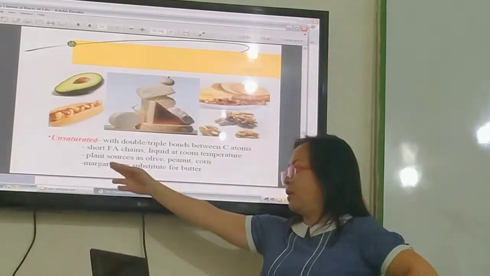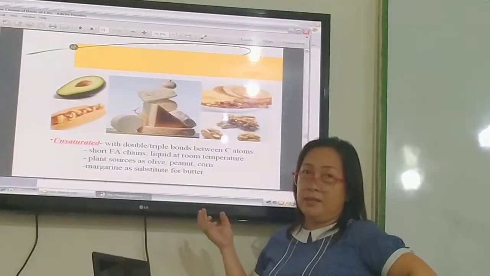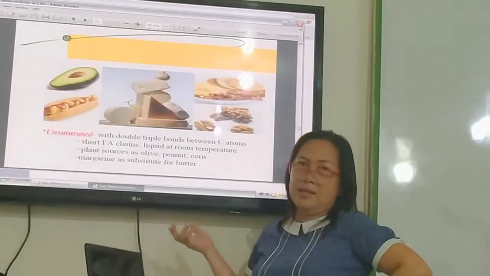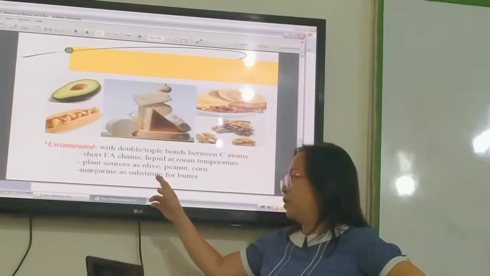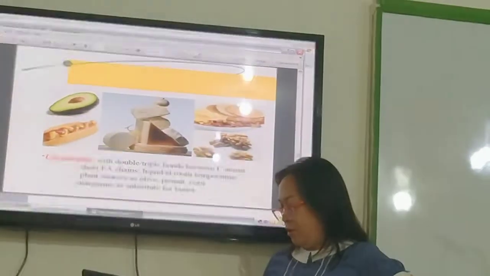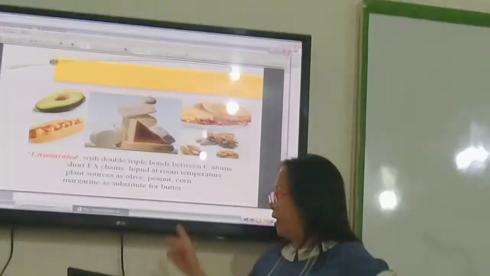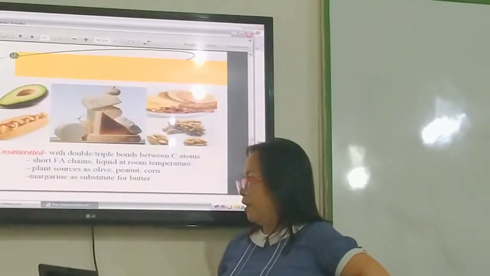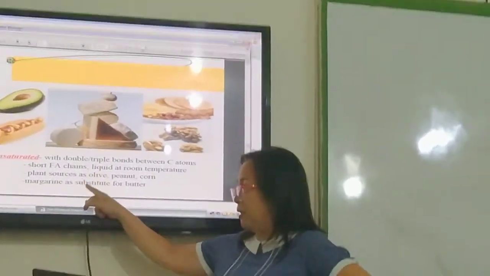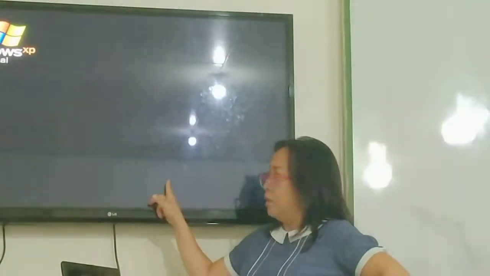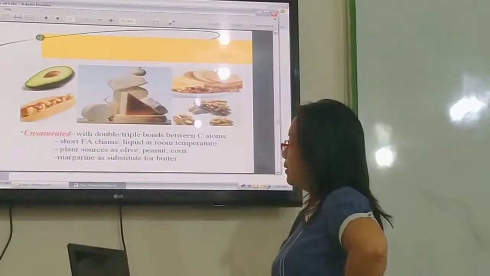And of course, so that it can be used in cooking, baking, and then in food preparation. Okay? So this one, margarine substitute and butter, which comes from the good one, unsaturated fatty acid, but it's now turned into saturated fatty acids.